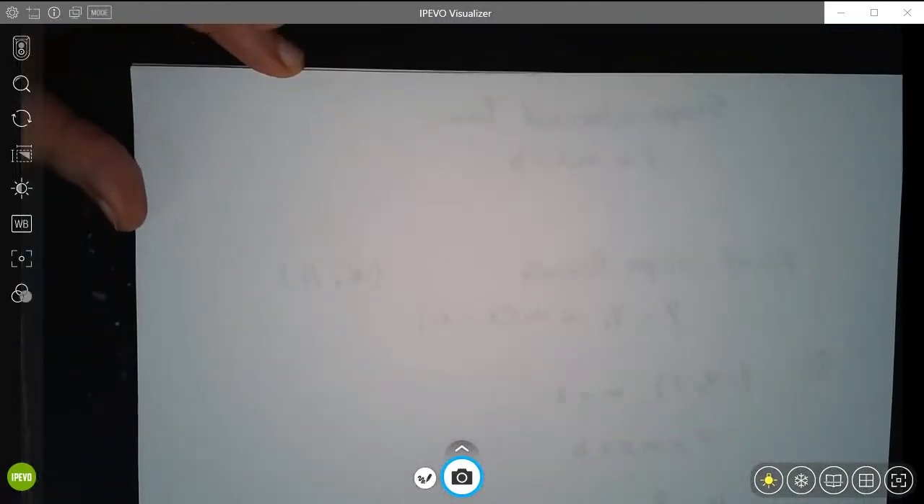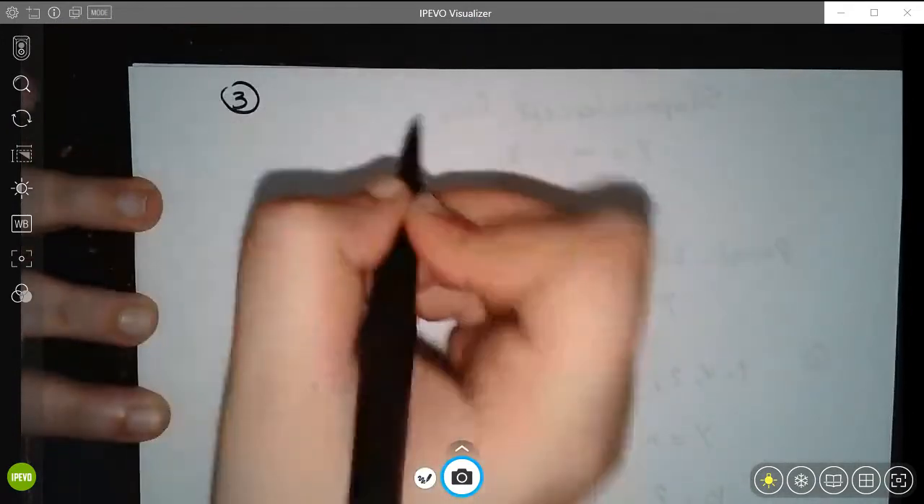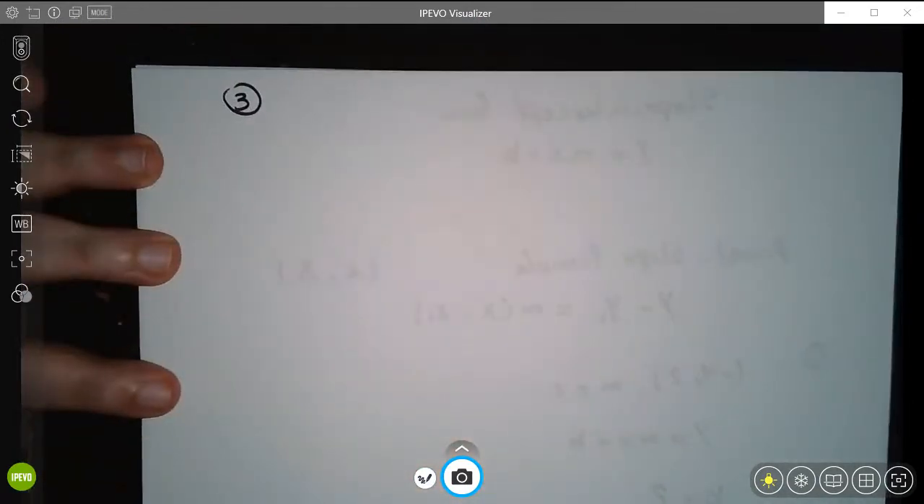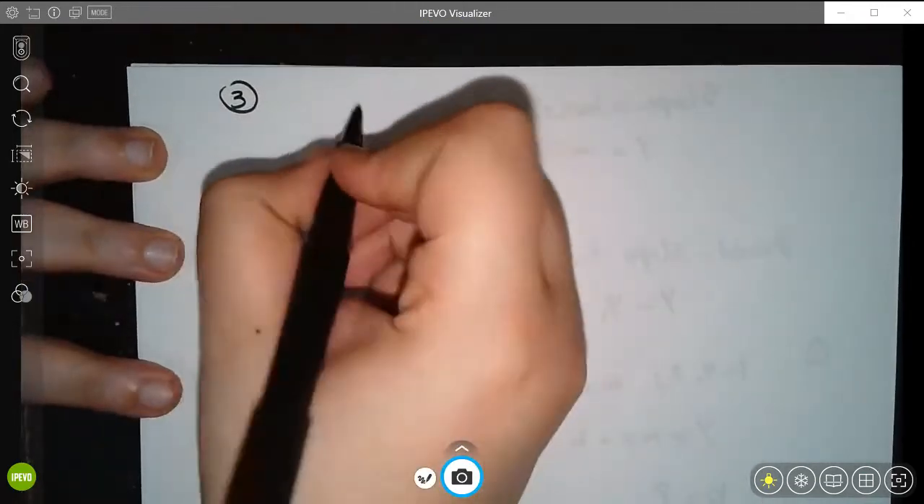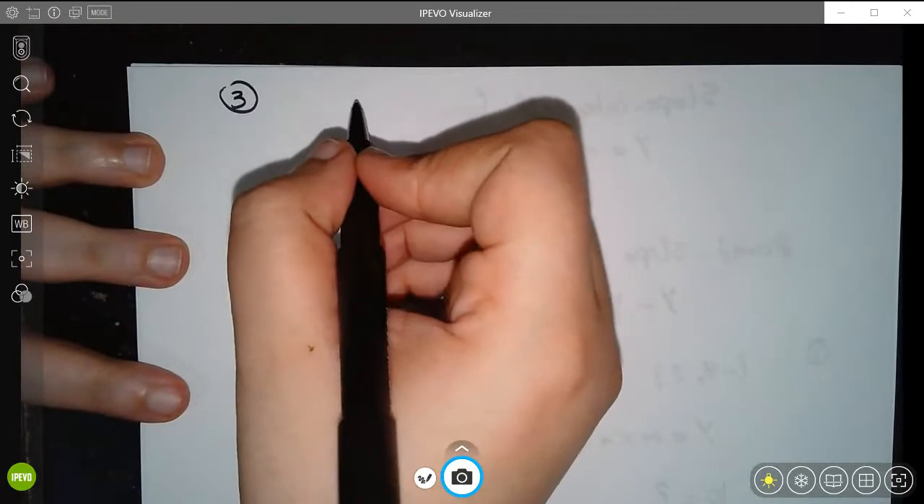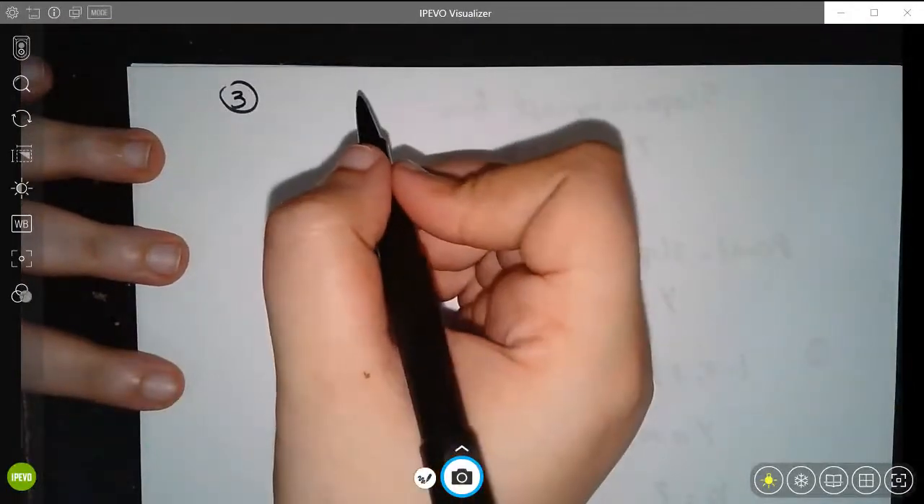Tell you what, to give you guys some practice with this, here is number 3. Now I need you guys to practice this formula as many times as possible because it's very, very useful to know, and it will help you out a lot in tests.